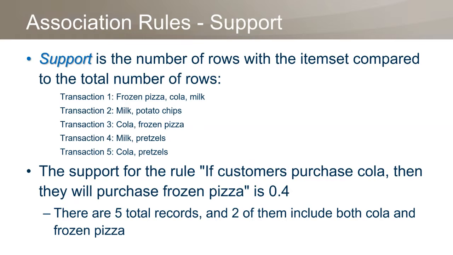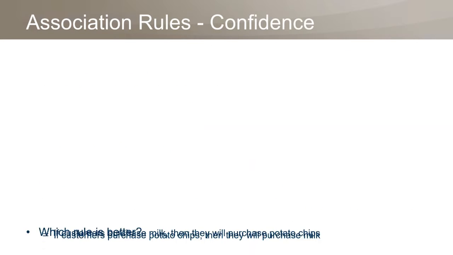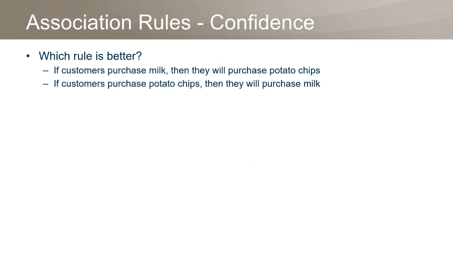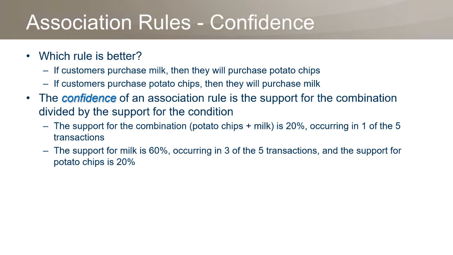The opposite rule, if milk then potato chips, is valid only in 1/3 of cases. Milk is in 3 transactions and only once it is associated with potato chips. So apparently the rule, if customers purchase potato chips, then they will purchase milk, is a rule that we could be more confident in. And we can define the next measure, which is called the confidence.